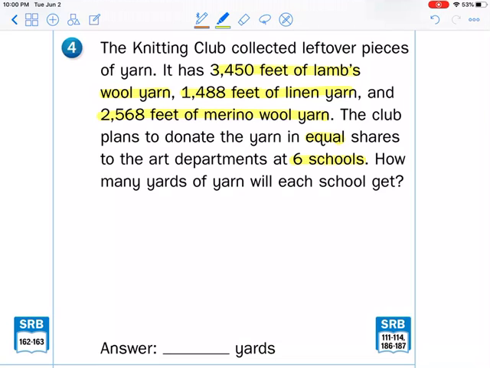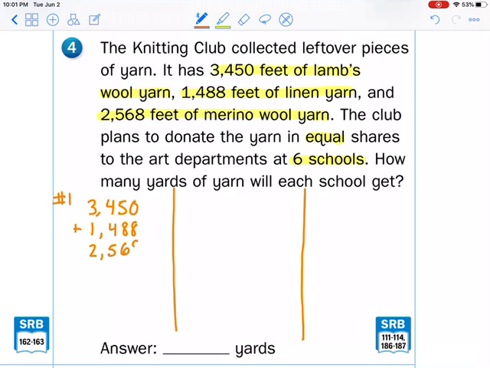So this is a 3-step problem. So I'm going to actually divide my area here into 3 steps. Step 1 is going to figure out how many feet you have in total. So you would do the lamb's wool, which is 3,450, plus the 1,488 linen yarn and the 2,568 feet of merino wool yarn.